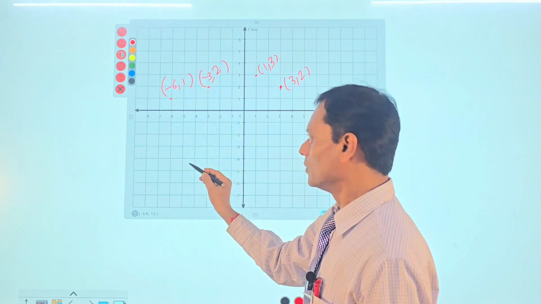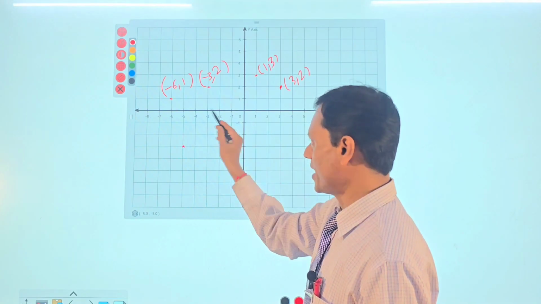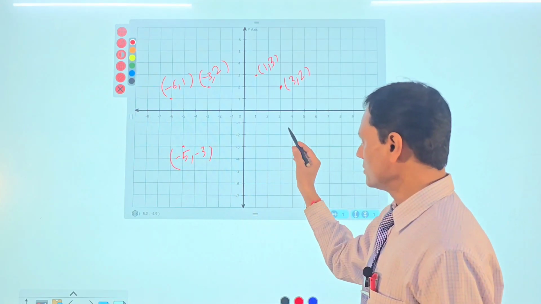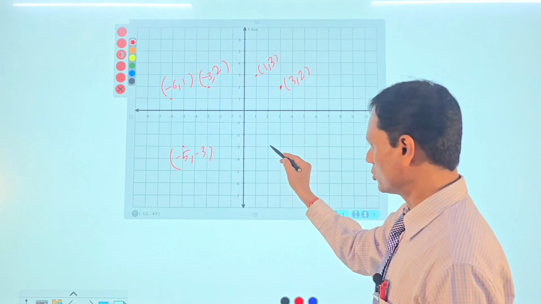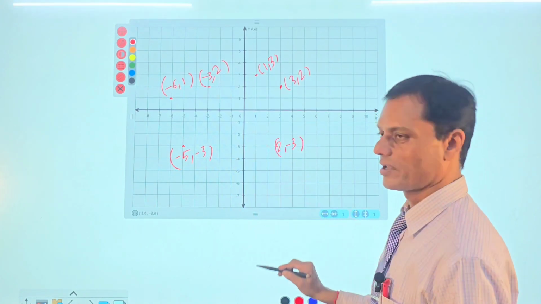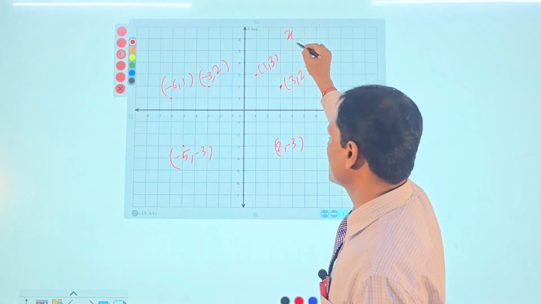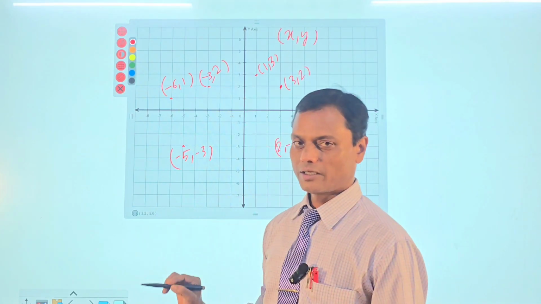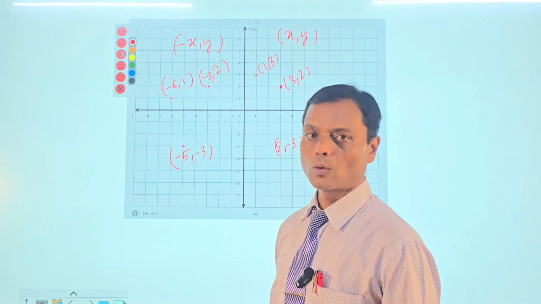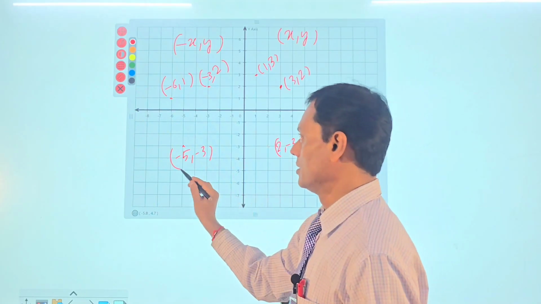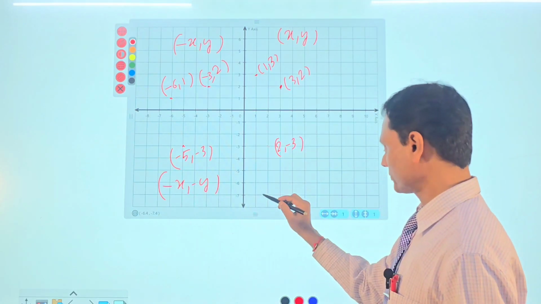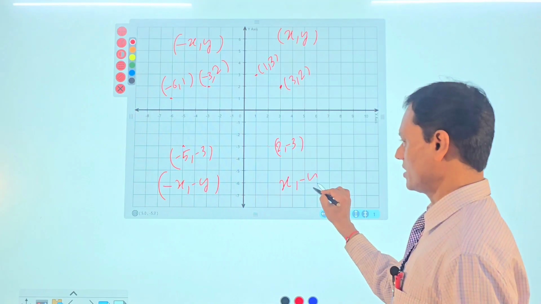Likewise, let's find the coordinates of this point. Here minus 5, minus 3. Here 2 is positive and 3 is negative. So we have to understand that this is x comma y, both positive. In the second quadrant we have minus x comma y, that is x is negative and y is positive. Here there is minus x comma minus y, both coordinates negative. Here we can write x comma minus y, isn't it?